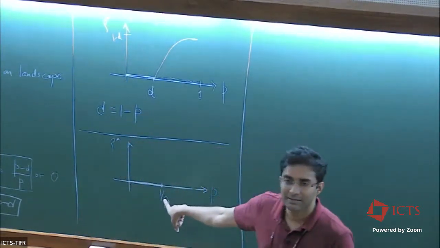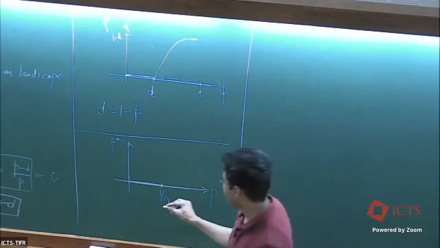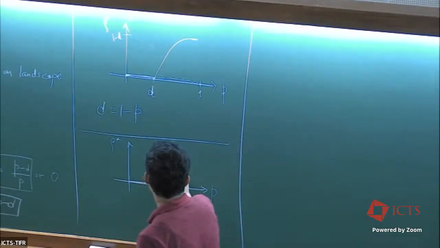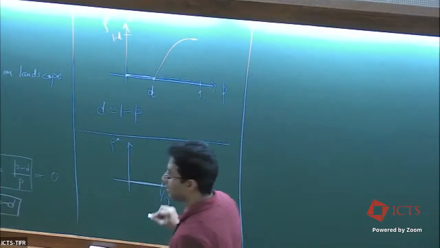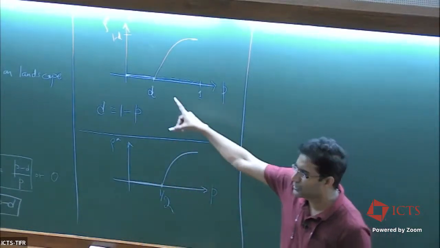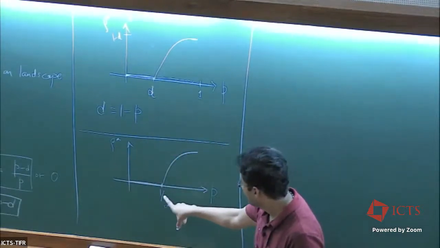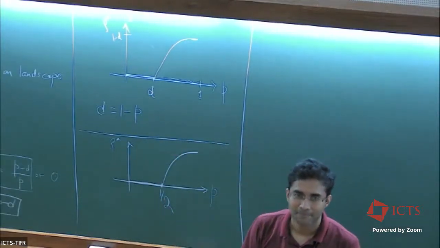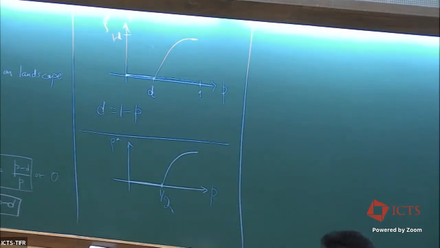Only then will you have zero population size. For p greater than half, you will have a finite population. And of course, it's just rescaling. It's really nothing fundamental, right? It just shows a value of half because d is equal to 1 minus p.